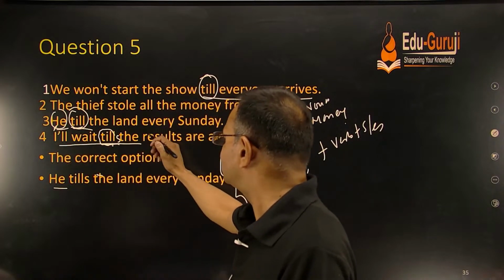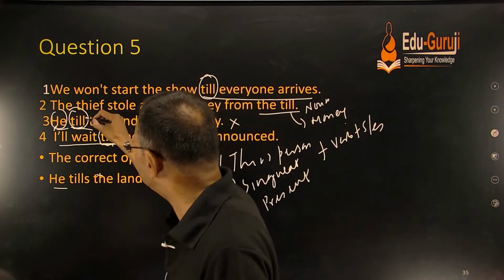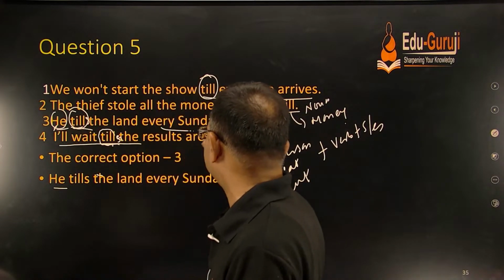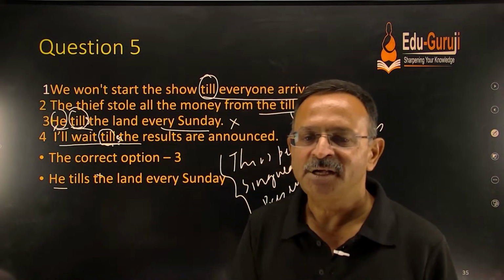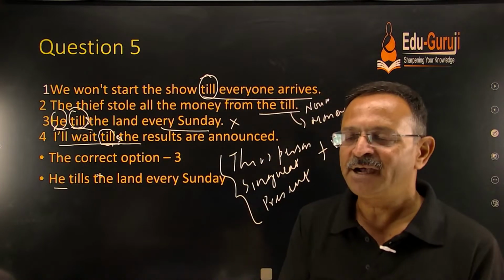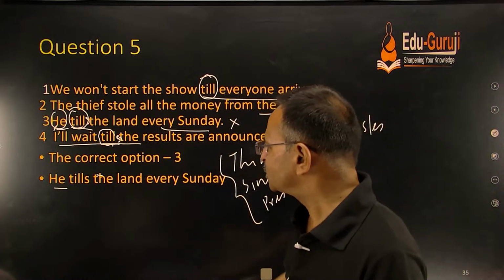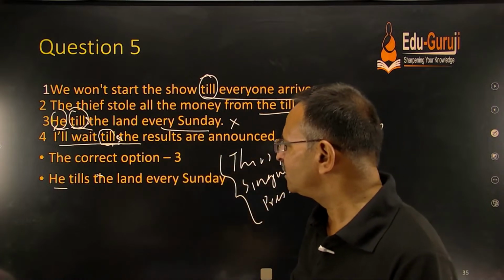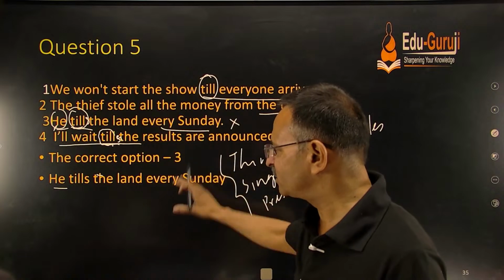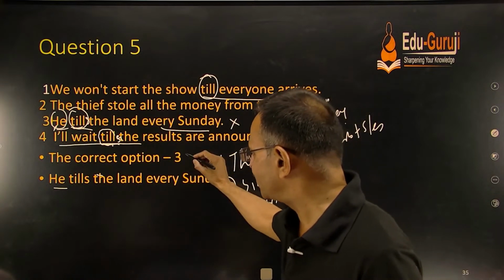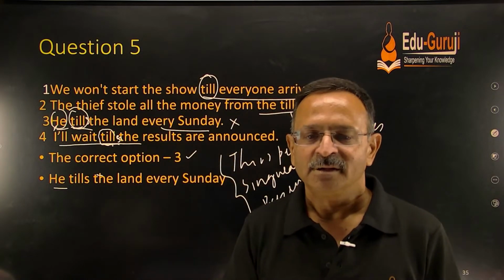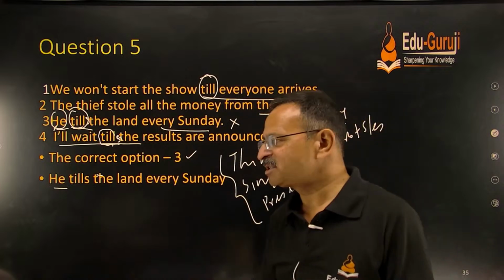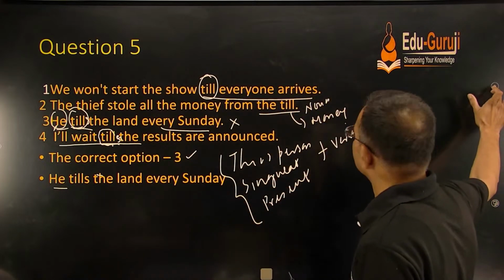So we will use: he tills the land every Sunday. That means he prepares the land every Sunday. That is the meaning of this particular sentence. So the correct option is 3, right? I hope it is clear to you.